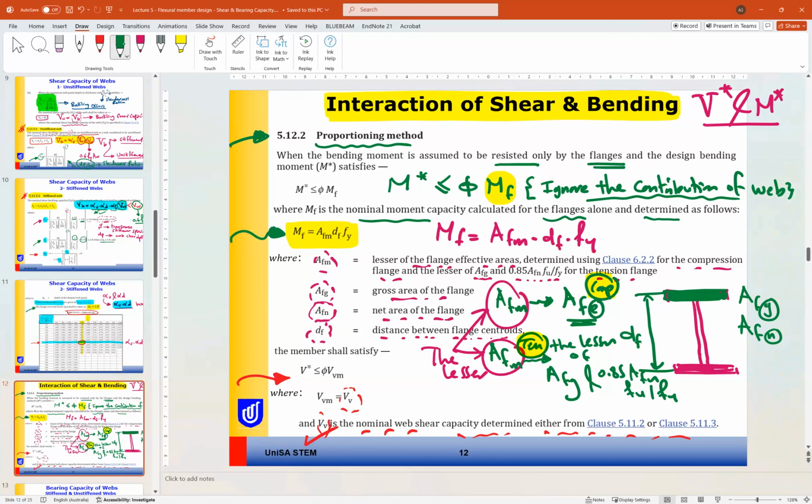Okay, so this is the idea behind this method. We are ignoring the web in the moment, so that the flange will carry the whole moment and the web will carry the whole shear. This is the logic behind this method.